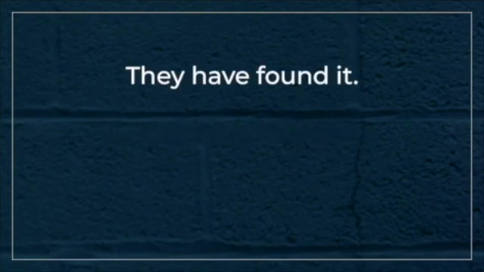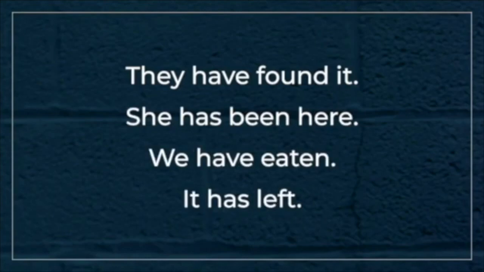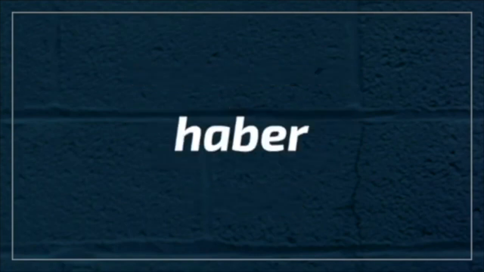So here are a few more examples of participles being used. They have found it. She has been here. We have eaten. It has left. In each case, the word have or has is a form of today's verb haber. The verb haber means to have, specifically for putting things in the past.